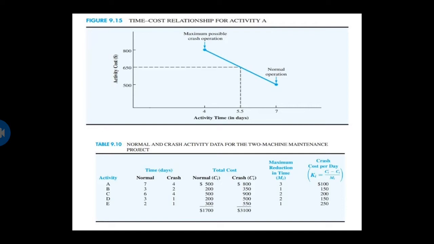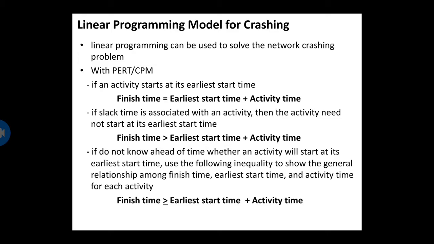For a small network, this trial and error approach can be used to make crashing decisions. In larger networks, however, a mathematical procedure is required to determine the optimal crashing decision. The next topic is linear programming for crashing. Let us describe how linear programming can be used to solve the network crashing problem with the program evaluation and review technique, critical path method.